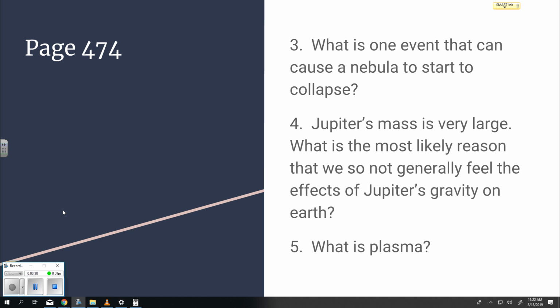Page 474. What is one event that can cause a nebula to start to collapse? Jupiter's mass is very large. What is the most likely reason that we do not generally feel the effects of Jupiter's gravity on Earth? What is plasma?